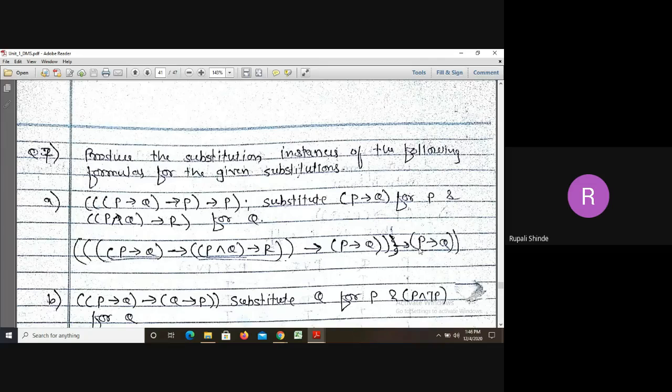We have to replace the same formula for the same variable as many times as it occurs. जेवढ्या वेळा ते व्हेरिएबल त्या फॉर्म्युला मध्ये आल्या तेवढ्या वेळेस सेम व्हेरिएबल सेम फॉर्म्युलेने रिप्लेस करायचे. आता ह्या फॉर्म्युला मध्ये पी तुमचे किती वेळा आल्या? 1 2 3 टाइम्स. So we have to replace this P thrice by the same formula, that is P conditional Q. Then only you will get the second formula, and that formula is called the substitution instance of the original formula.